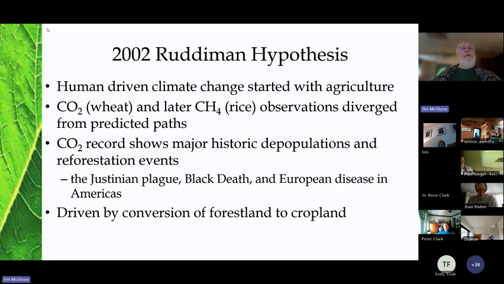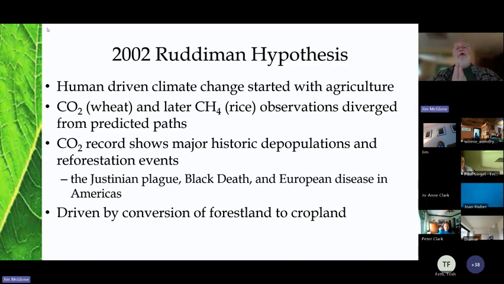He postulated that this, especially the carbon dioxide record, because it was more wheat agriculture, was driven by the conversion of forest land to cropland to forest land. When he first hypothesized this, people said he was nuts, that there was no way Neolithic people could possibly have converted enough forest land to cropland to affect the carbon dioxide levels. Subsequent research has found that that is entirely possible, and this is now known as the early Anthropocene hypothesis.